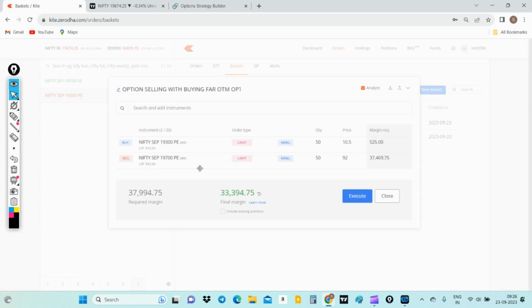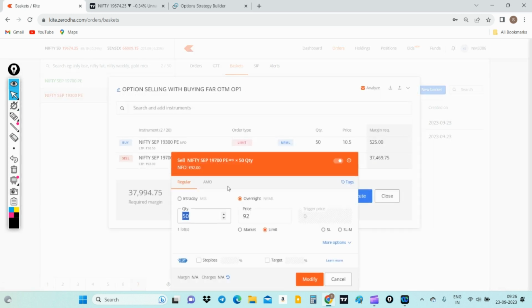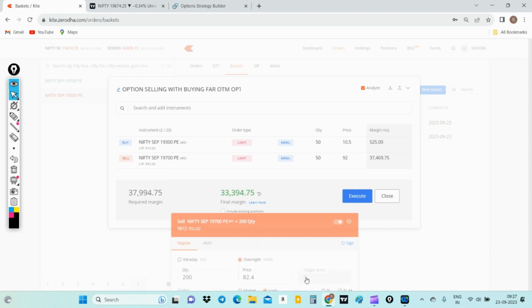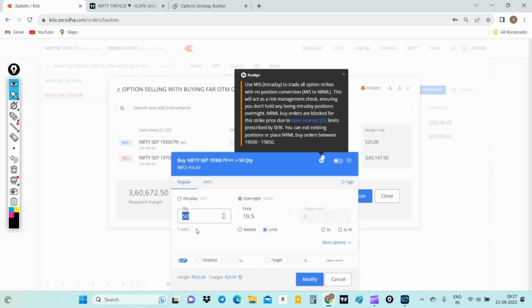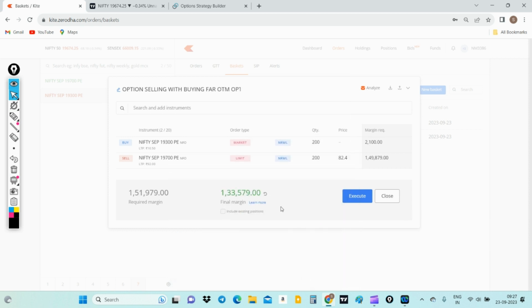You will understand how much I have paid. So what I'll do is 19,700 P. I'll make it four lots at 82.4 rupees. I'll modify it, and I also bought around four lots of this. I don't know exactly. I'll modify it. So see, the amount required for me to sell this option is just 1,33,000. If you want to sell a naked option, it is 4,16,000.